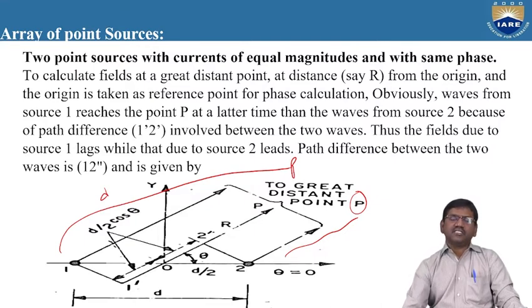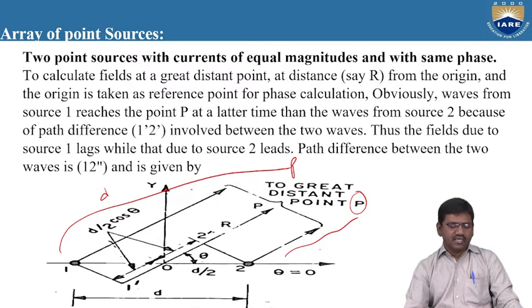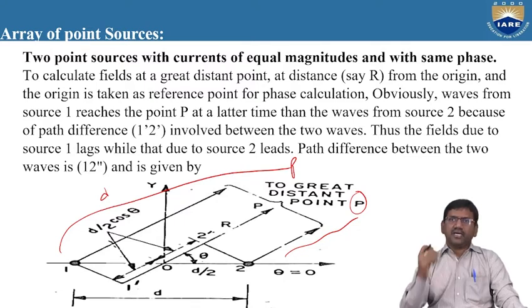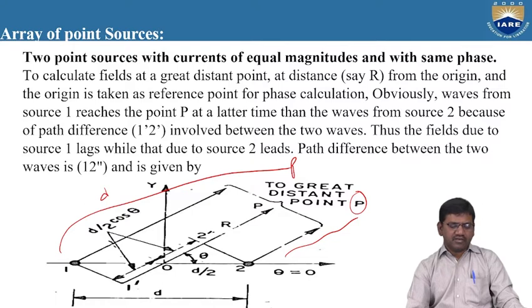That means there is some gap, an increase of distance and a decrease of distance, between 1 and P and 2 and P. We call this a difference of distance, a path difference 1 dash 2 dash, involved between the two waves. Thus the fields due to source 1 lag, while those due to source 2 lead.